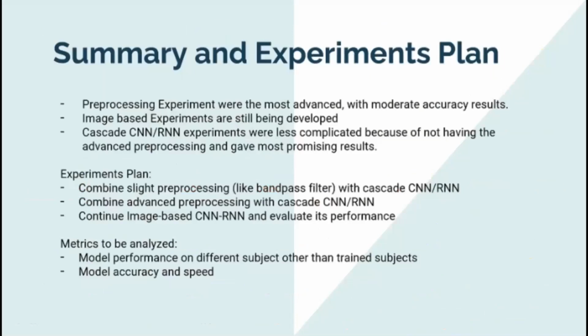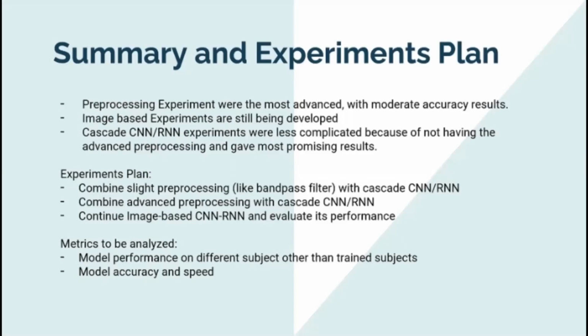In order to summarize the models that we have implemented, we have done pre-processing experiments, and we have found that they were the most advanced and produced moderate accuracy results that would not be able to challenge the existing research papers. The image-based experiments are still being developed, and we have not produced any results for those experiments yet. The cascade CNN RNN experiments were the least complicated and gave the most promising results.